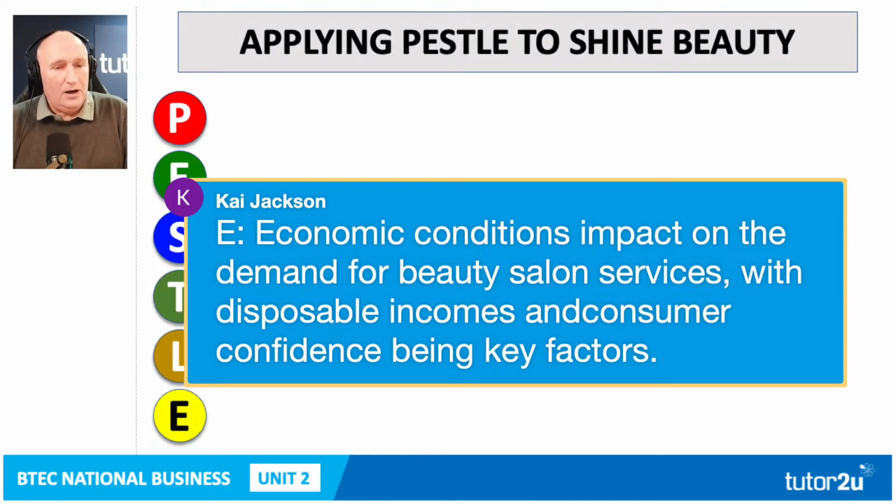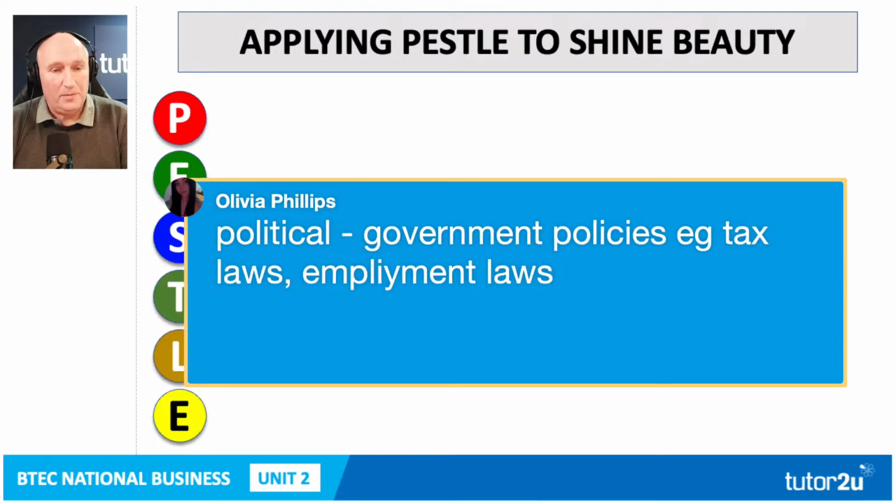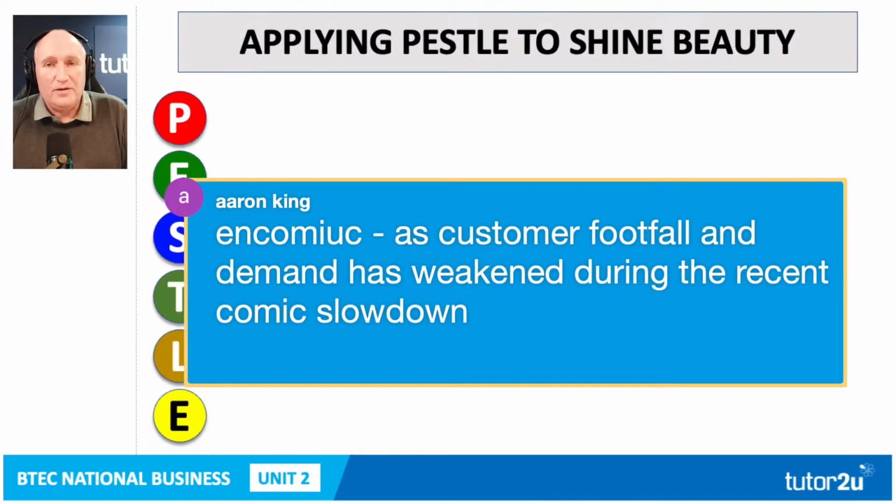Love it. What have we got here? Mohammed's gone for technological factors. Perhaps this idea of developing online services, all that kind of stuff. Olivia's gone with the political. Minimum wage legislation, laws, tax laws, employment laws, to your right. Aaron's also gone for the economic downturn. Interesting spelling of economic, but I'll take it. As customer footfall and demand has weakened during the recent economic slowdown. Aaron, you've got the right point. Your typing is as fast as mine as well.